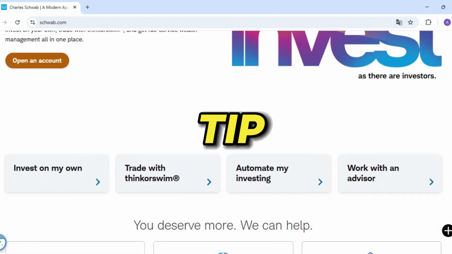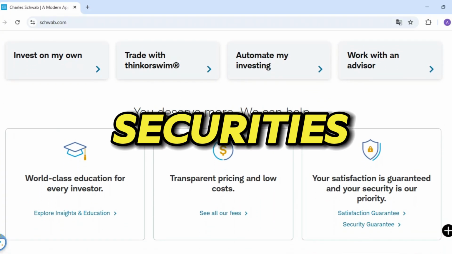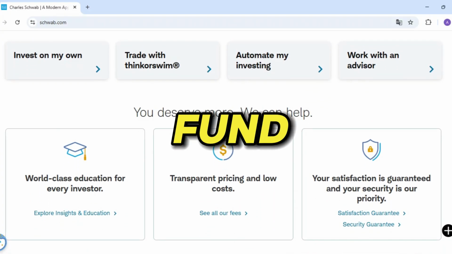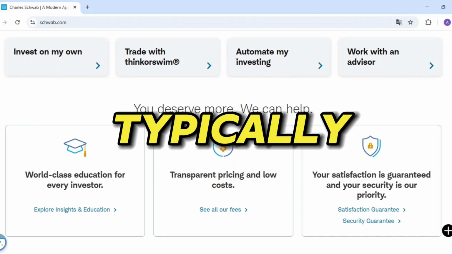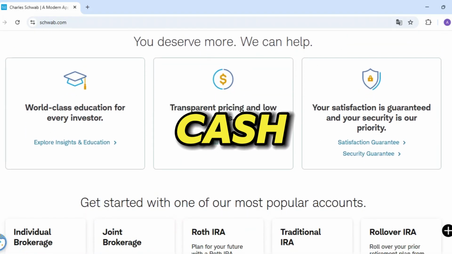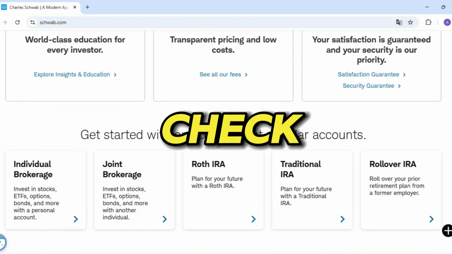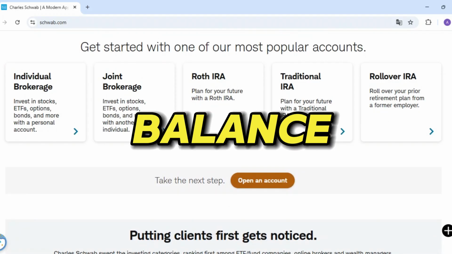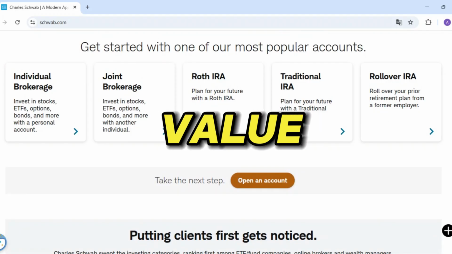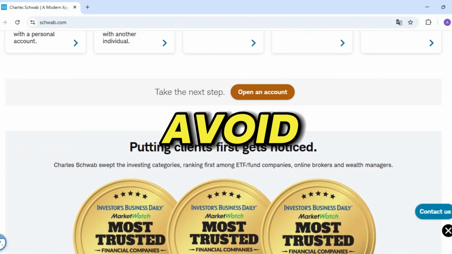My crucial pro tip? Mind the settlement time for securities. If you sell a stock or fund, you must wait for the trade to settle, typically 2 business days, before that cash is available to withdraw. Always check your cash available to withdraw balance, not just your total account value. That's how you plan your cash flow and avoid delays.